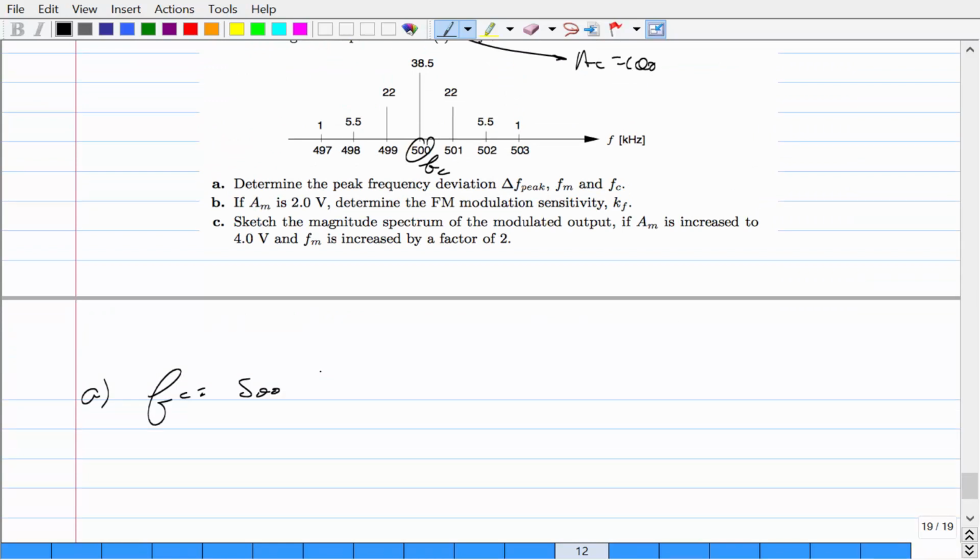So 500 kilohertz. Also, the spacing between each of these impulses, because this is a symmetric spectrum, if you take the difference between any two adjacent ones, will give you the actual message signal frequency. So it's just 1 kilohertz. That's good. All right, so now we have to figure out what delta F is.